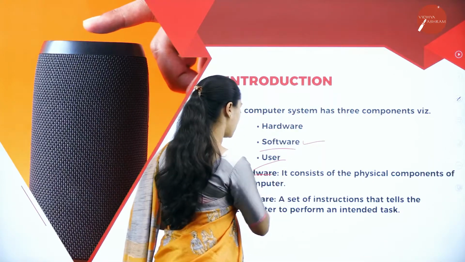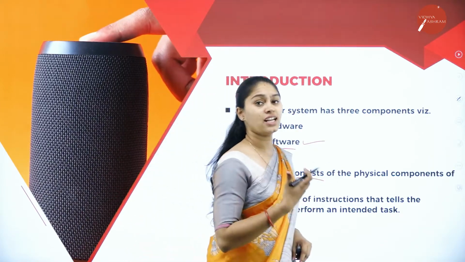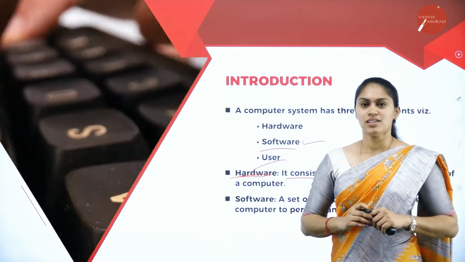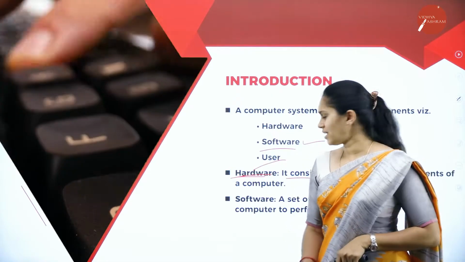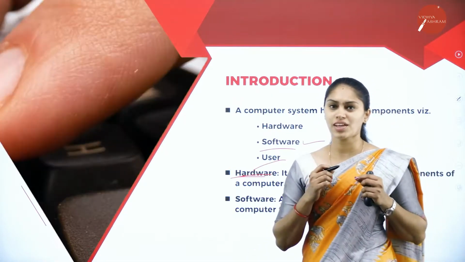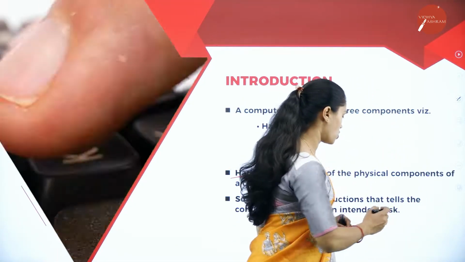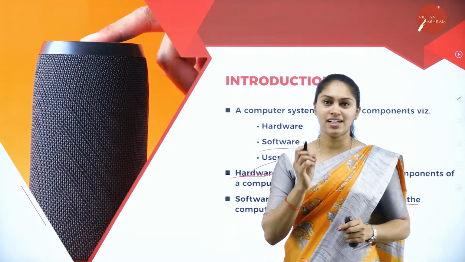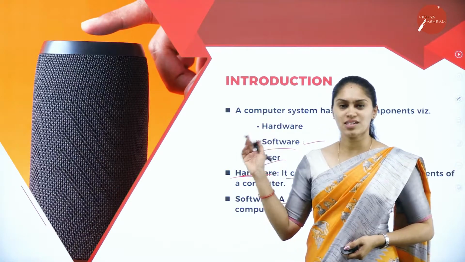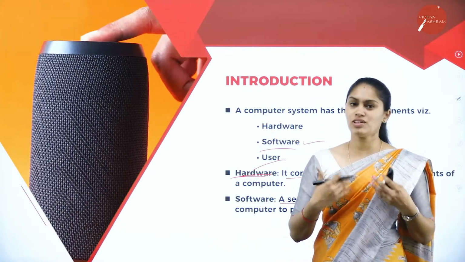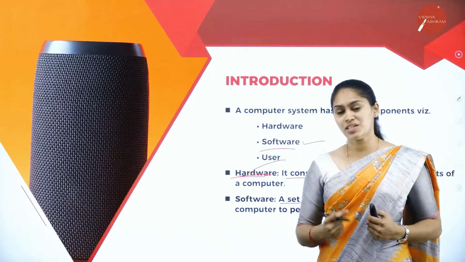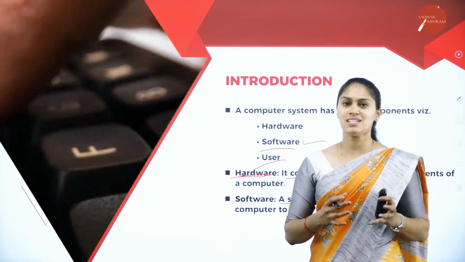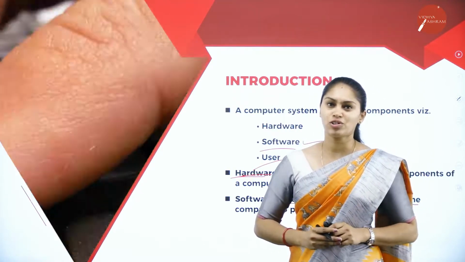So hardware is nothing but what? It consists of the physical components of a computer system that can be touched and felt. Software is a set of instructions. We use that set of instructions to tell the computer to perform an intended task. A user is a person who is using a computer or who is writing a program in order to make the computer work. These are the basic things that you have to understand.